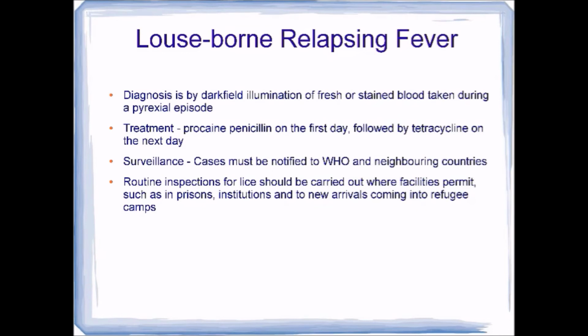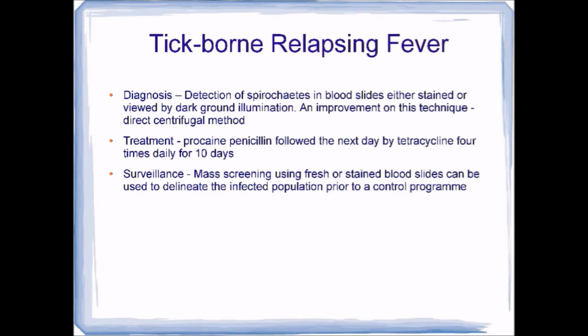coming into refugee camps. For tick-borne relapsing fever, the diagnosis is made by finding the spirochetes in the blood during febrile periods, when blood slides should be taken, and either stained or viewed by dark ground illumination. An improvement on this technique is the direct centrifugal method.